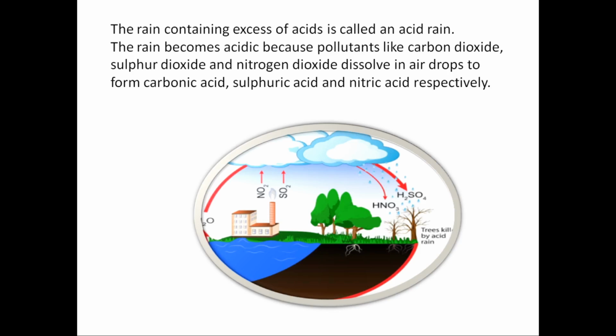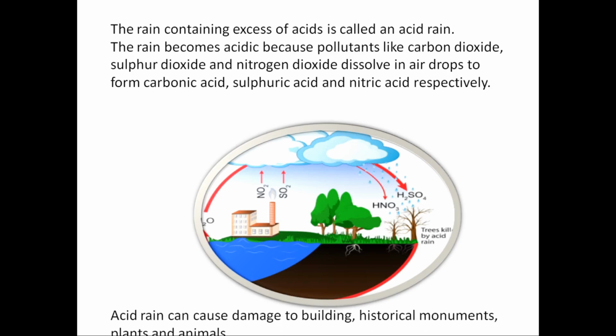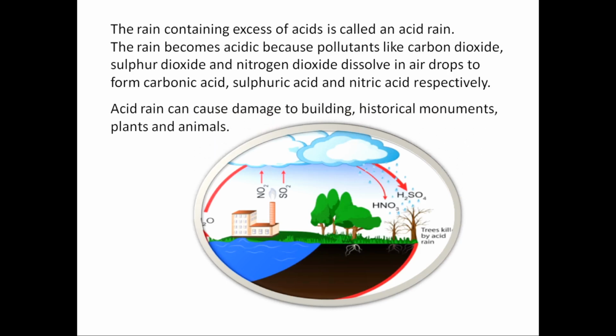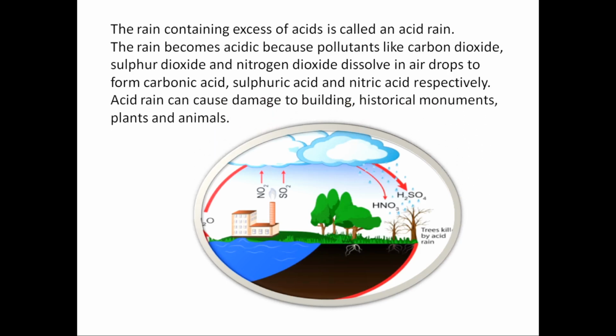And what negative impact does this have? It damages buildings, historical monuments, plants and animals. So this is very much harmful to our environment and our lives. That's why we should reduce these pollutants. So this is about acid rain.